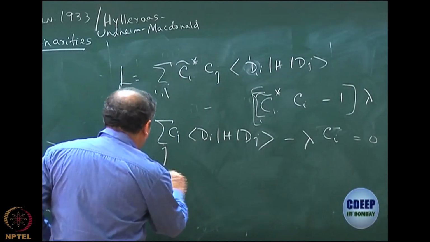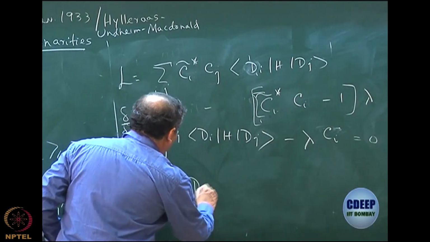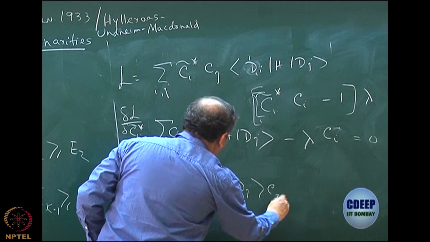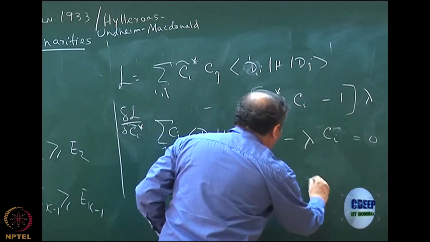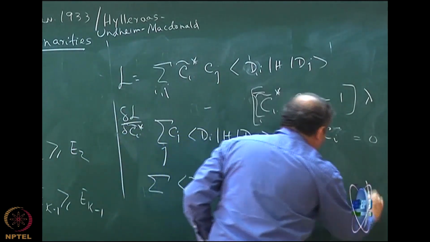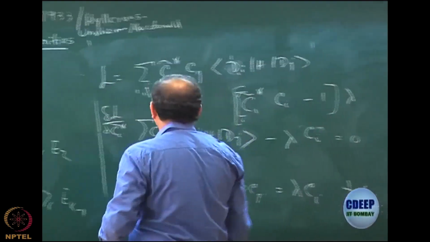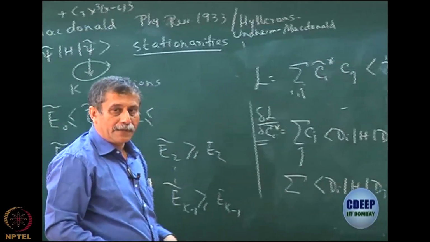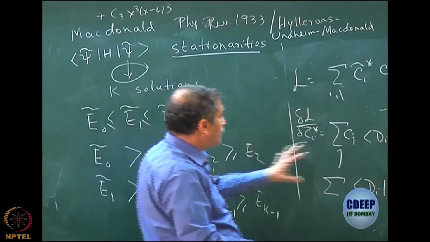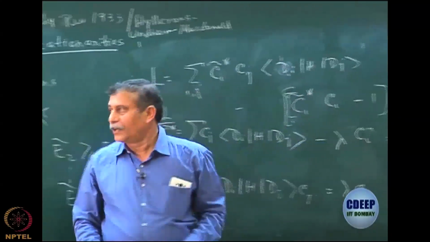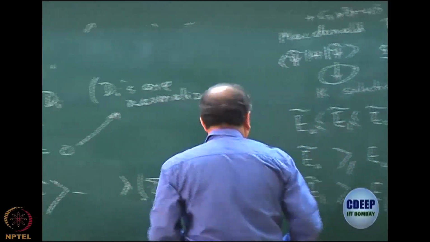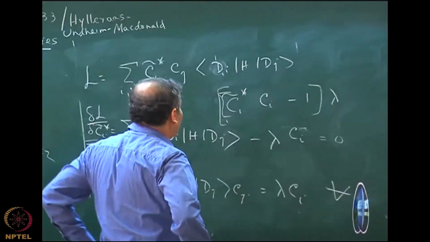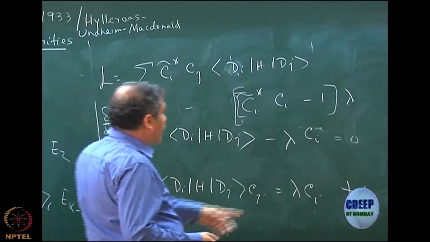So the entire thing will now become di h dj times Cj, sum over j, equal to lambda times ci for all i, because I have to differentiate for all i. I am sorry for this little mistake here on the constraint, so that is why there is a little confusion. There is a sum over i, ci star ci minus 1. There is only one condition, so I need only one parameter.